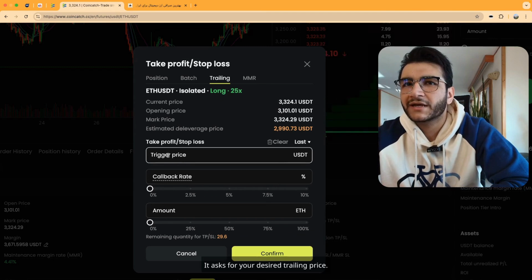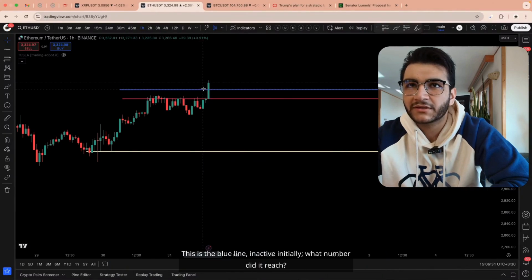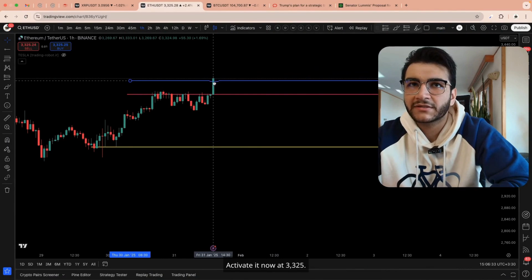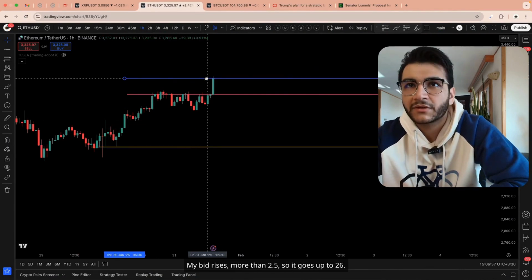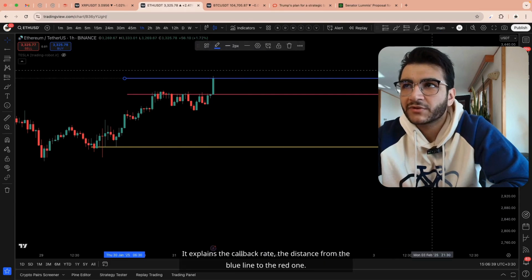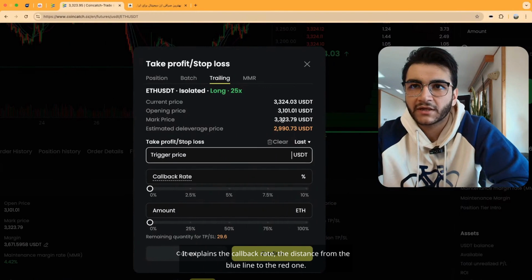It asks for your desired trailing price. At what number should Ethereum activate? This is the blue line, inactive initially. What number did it reach? Activate it now at 3,325. Activate it. It explains the callback rate, the distance from the blue line to the red one.